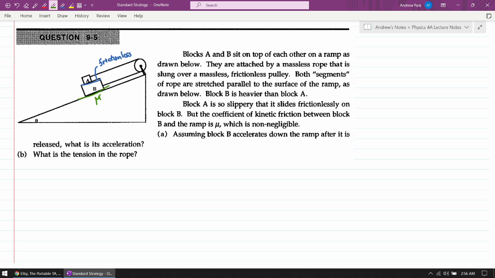Okay, and it asks, assuming block B accelerates down the ramp after it is released, what is its acceleration? And also, what is the tension in the rope?